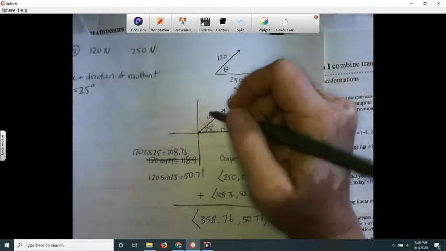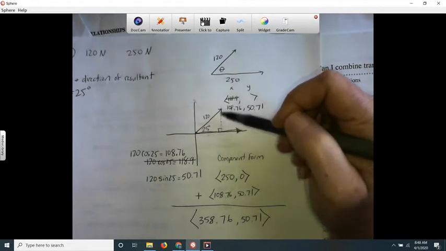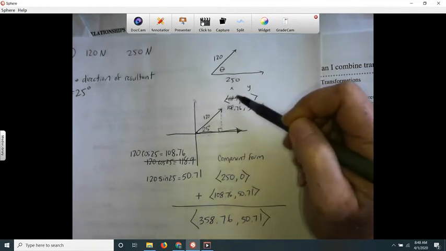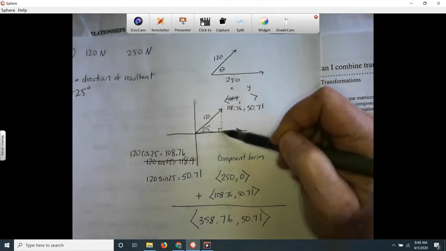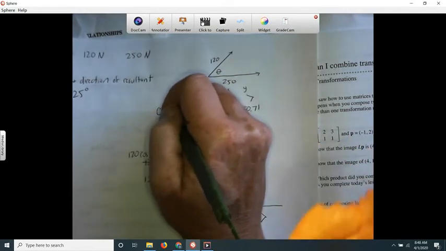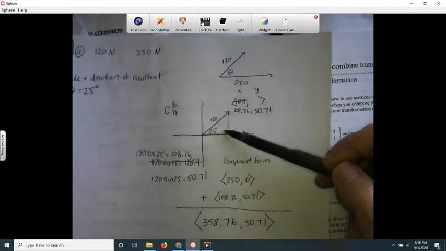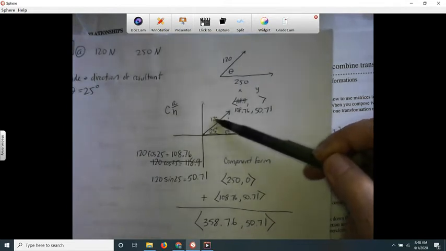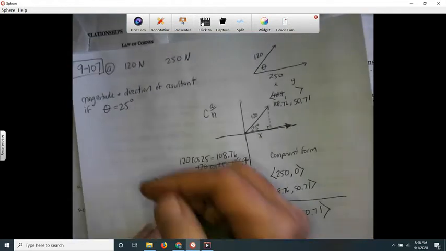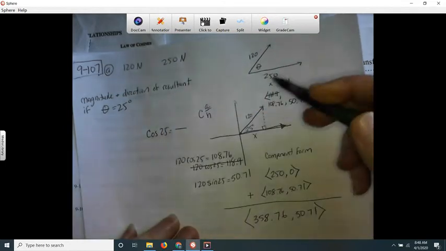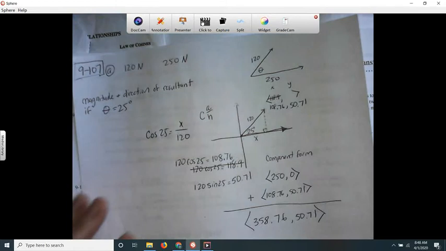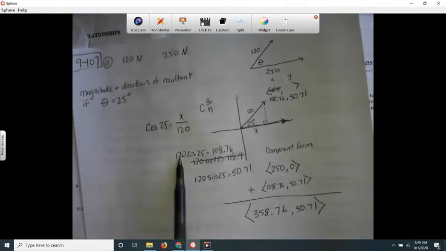So what would be the ordered pair that goes with this point right here? It would be however far this x is, comma, however high this y is. This is the adjacent side of the triangle, and that's the hypotenuse. So if this is a right angle, I can say cosine of 25 is adjacent, which is x, over hypotenuse. Then I can multiply both sides by 120, and I just get x equals 120 cosine 25.